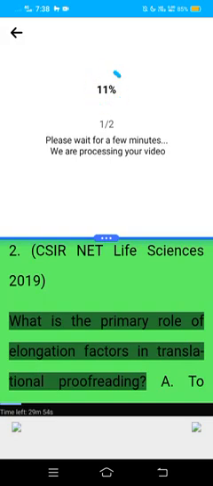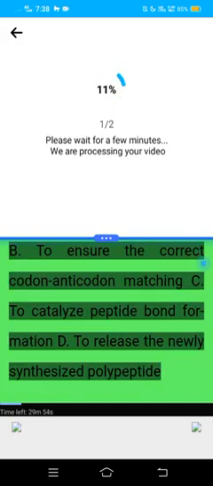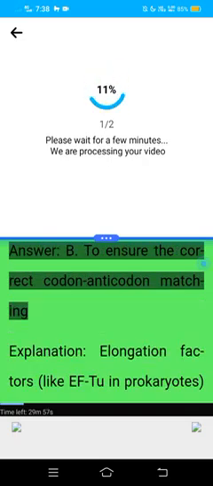What is the primary role of elongation factors in translational proofreading? A. To charge tRNAs. B. To ensure the correct codon-anticodon matching. C. To catalyze peptide bond formation. D. To release the newly synthesized polypeptide. Answer. B. To ensure the correct codon-anticodon matching.